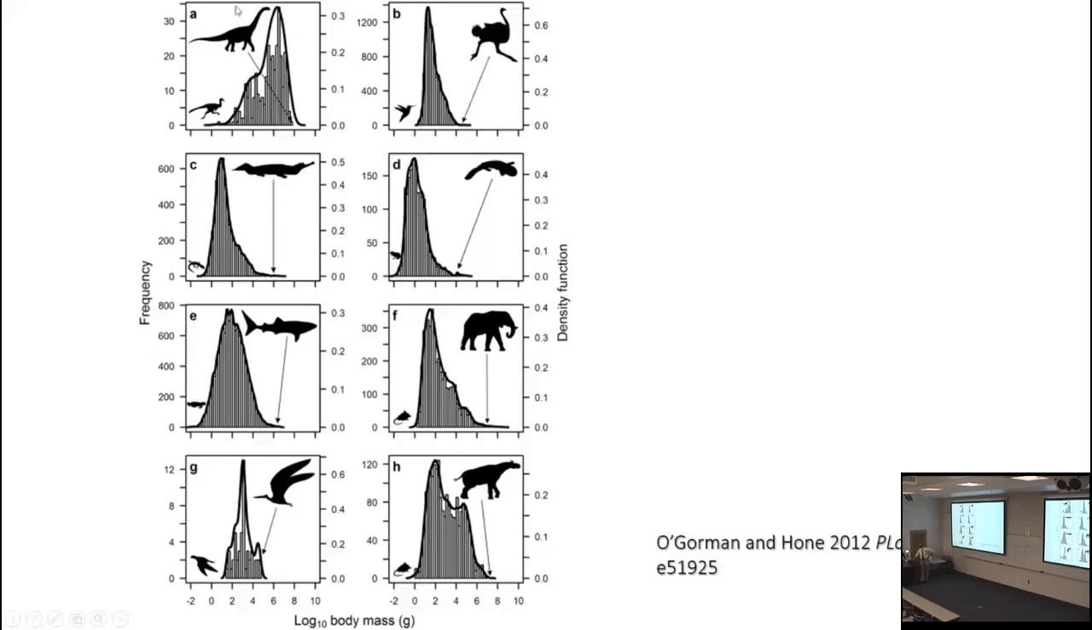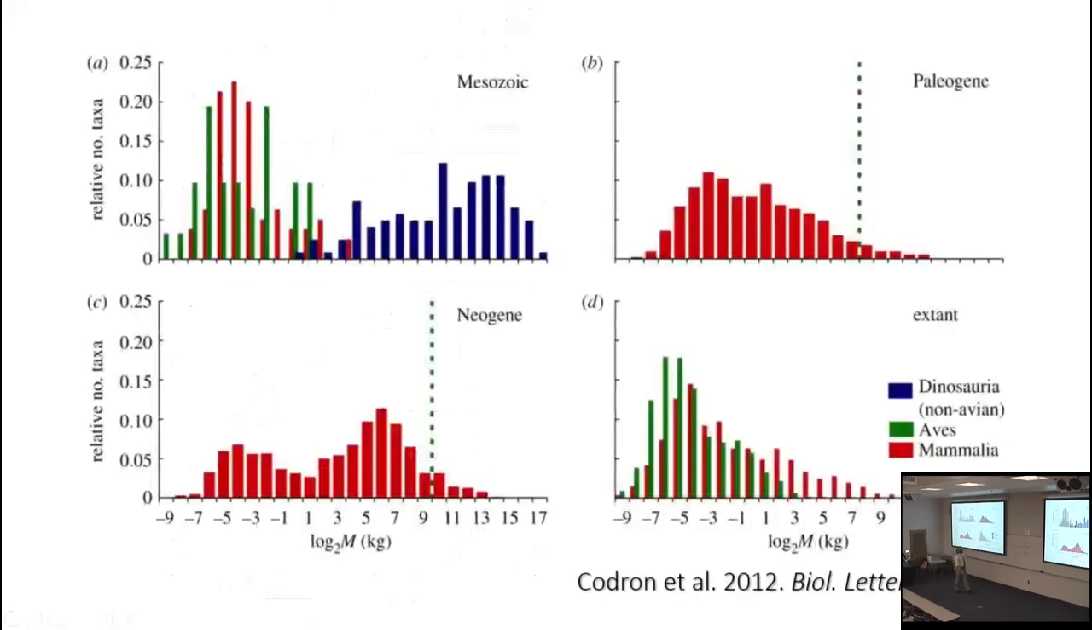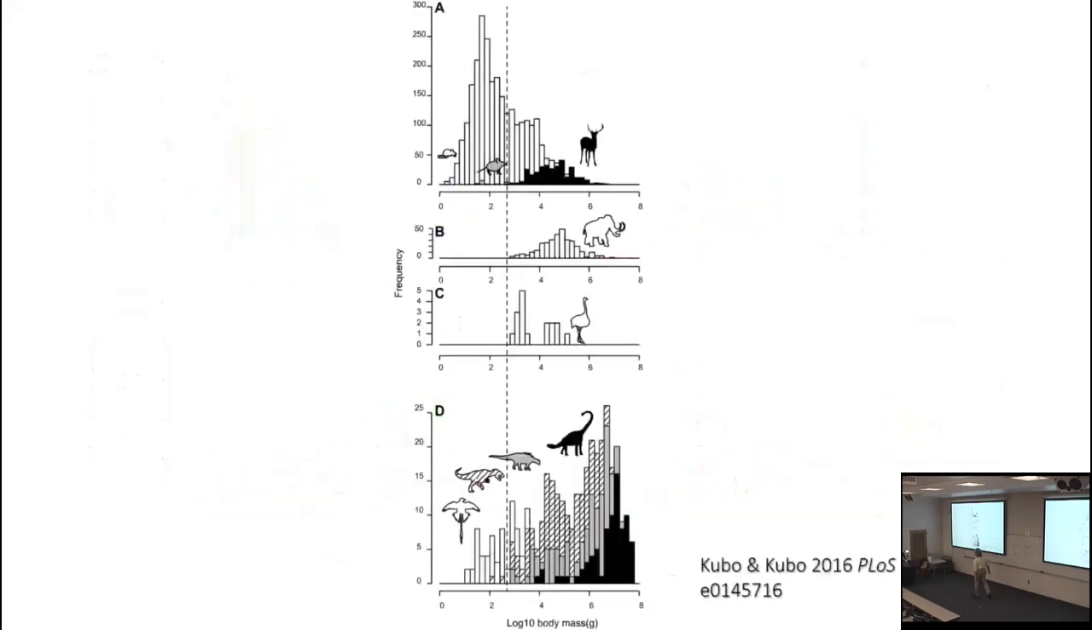And we see that the peak of non-avian dinosaurs was actually quite skewed off to the side, especially compared to even modern placental mammals, or modern and Cenozoic placental mammals. And this is showing the same thing by time slices for the different groups. And in this one, the green, we can see the birds superimposed over their non-avian dinosaur cousins.